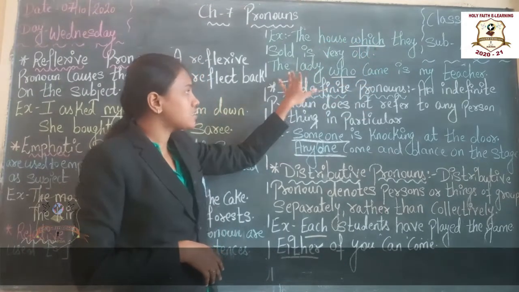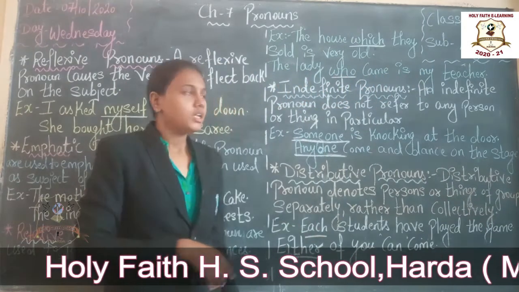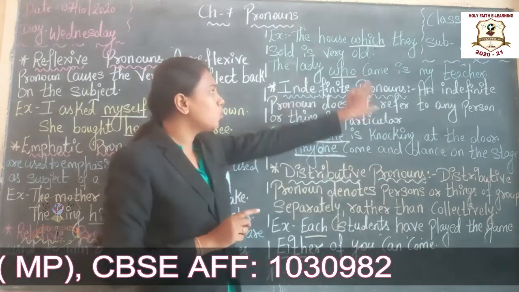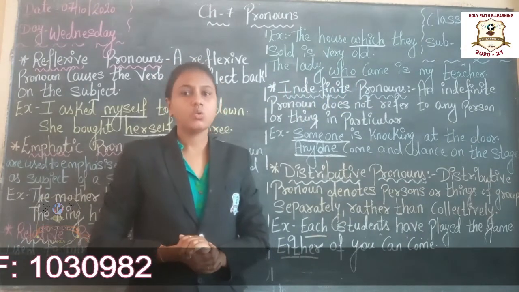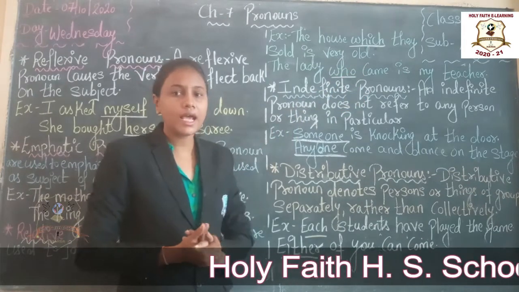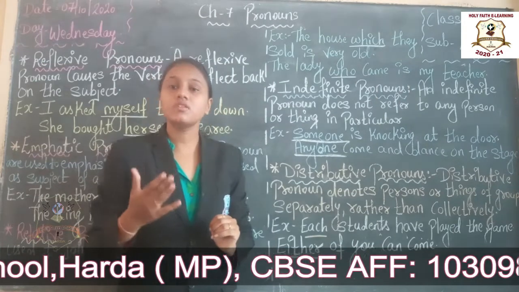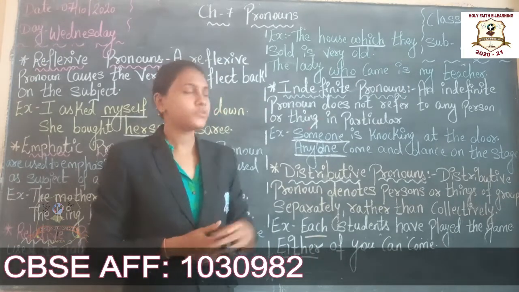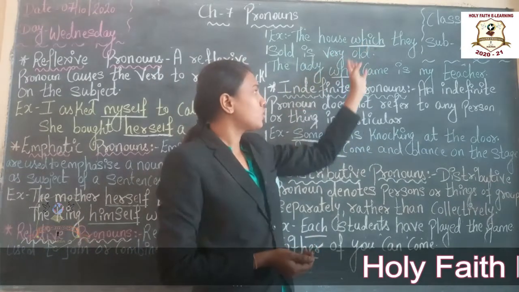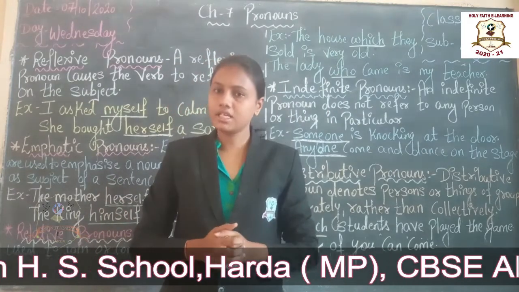Next, see the next example. The lady who came is my teacher. Here the lady is a noun and who is a relative pronoun. By using who, we show the relation: the lady who came is my teacher. So the word who is a relative pronoun. Which, who, whose, whom, that are known as relative pronouns.